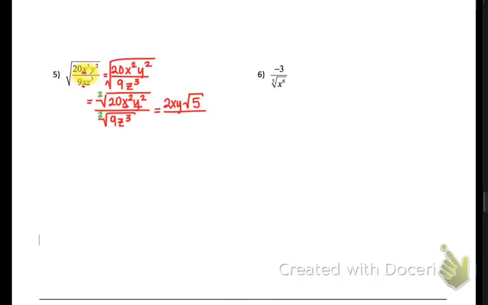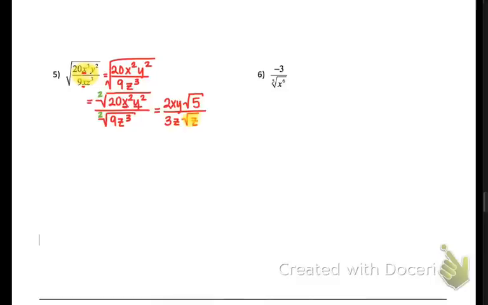Now in the denominator, we want to see if we can simplify the square root of 9. Now 9 is a perfect square. It's on your list. So a 3 would come out. Then we look at the z's. 2 would go into 3 once with 1 left over. Now, when we are rationalizing, we only have to worry about the radical. That 3z is totally fine. We can leave that there because it doesn't have a radical on it.